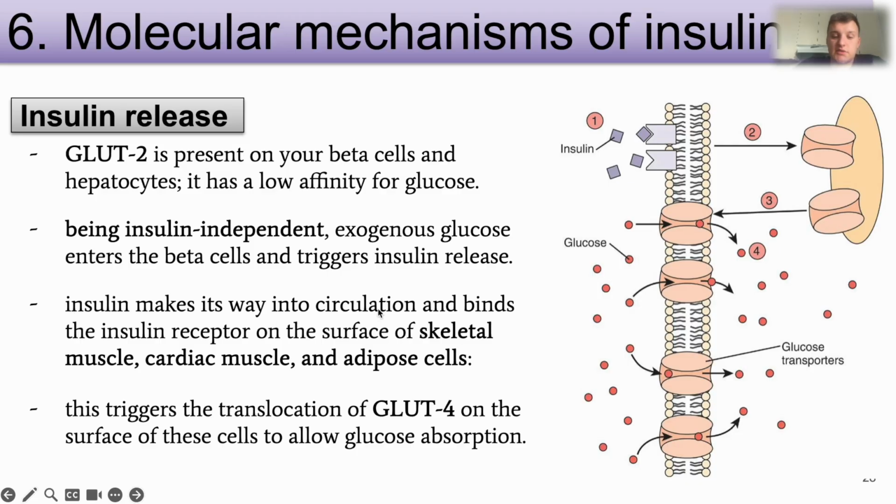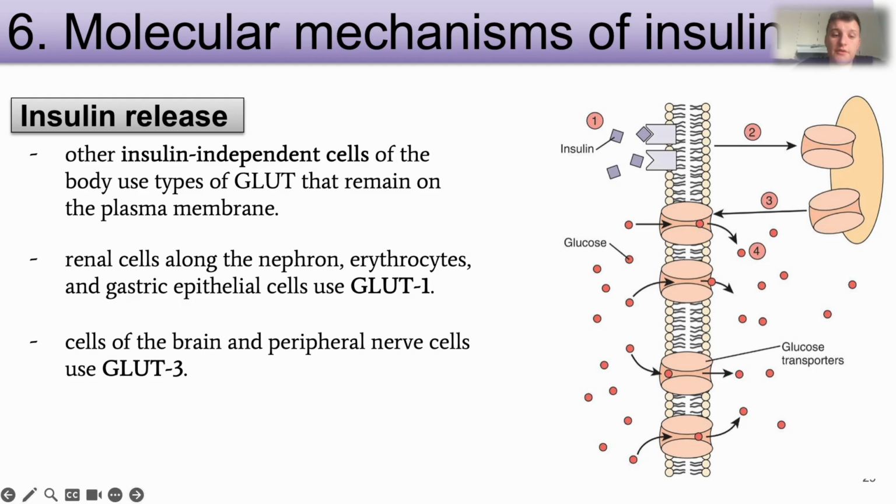Insulin makes its way into the circulation and binds the insulin receptors on the surface of skeletal muscle, cardiac muscle, and adipose cells. This triggers the translocation of GLUT4 to the surface of these cells to allow glucose absorption. So first, insulin is released by the pancreas. It binds and tells these GLUT4s to put those receptors up on the membrane, and then glucose is allowed to be transported into skeletal muscle, cardiac muscle, or adipose cells.